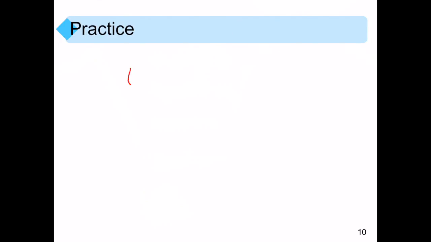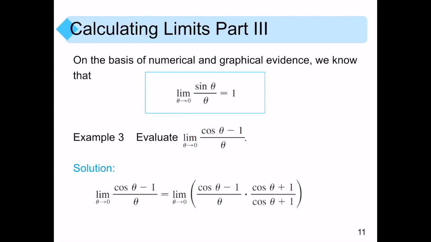Practice: calculate the limit as x goes to 3 of (x cubed minus 27) over (x minus 3). And let's use the third way to calculate the limit. We use sine theta over theta. When theta approaches 0, this limit equals 1. We use this one to calculate this function's limit.